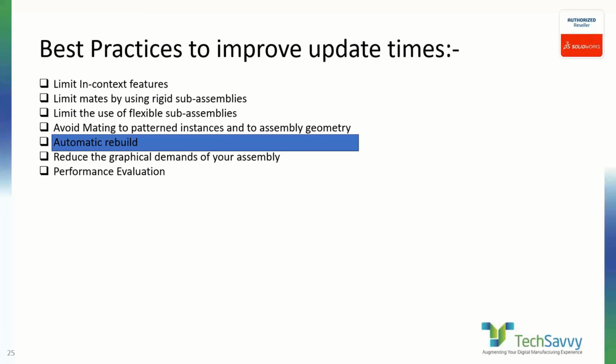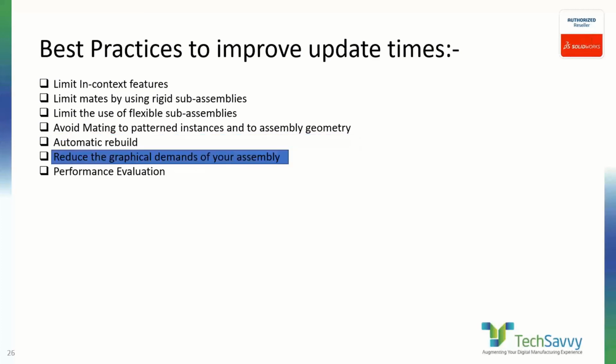So let's talk about our next point, that is reduce the graphical demands of your assembly. In assemblies, the following recommendations will improve the time needed to paint the display during an update, and also improve your ability to zoom, pan, and rotate the assembly. Many of these are automatically set for you.